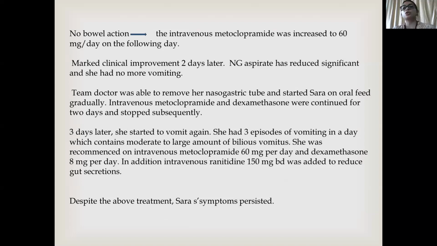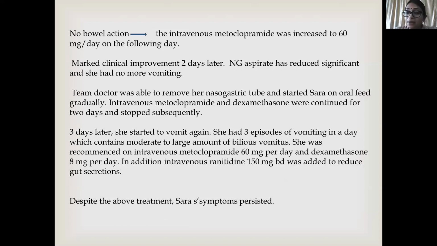But because there was no bowel action, IV metoclopramide was increased on the next day, and she had a marked clinical improvement. And the NG tube aspirate also decreased, and she had no vomiting. So they pulled out her nasogastric tube, and they told her, finally, you can take it off. And they just put her on IV metoclopramide and dexamethasone for 2 days and stopped that also.